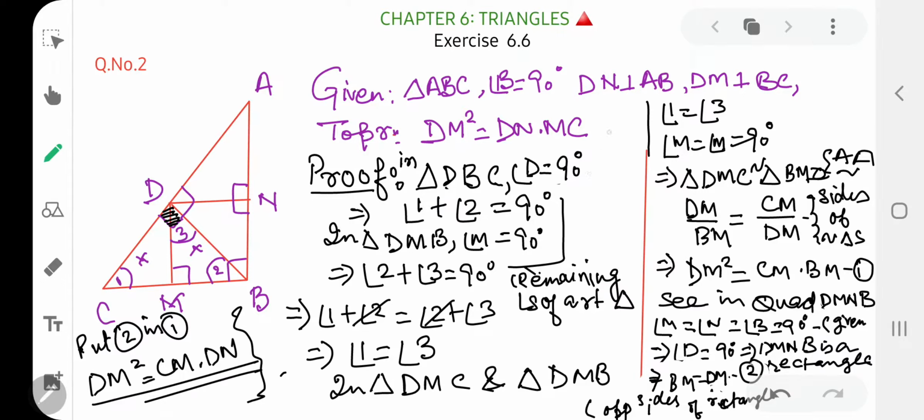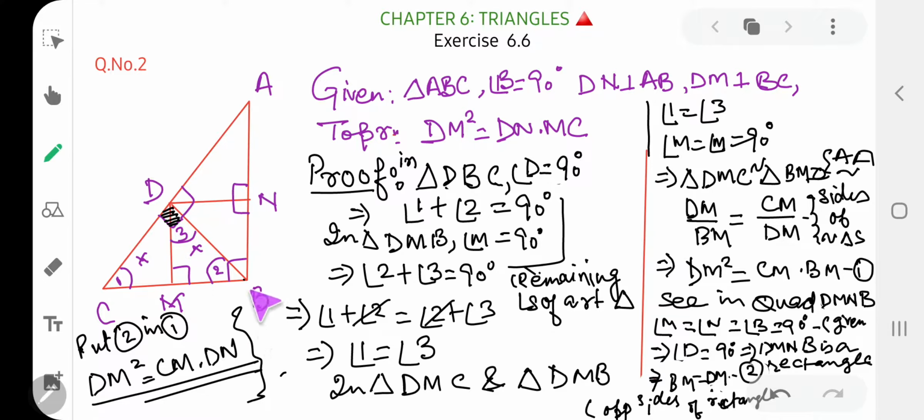Hello dear students, today we will do question number 2 of optional exercise 6.6. In this exercise, you are given a right angle triangle ABC, and in this right angle triangle, he has drawn a perpendicular from point B to AC, that is BD is perpendicular to AC, and then he has drawn DN perpendicular to AB and DM perpendicular to BC.